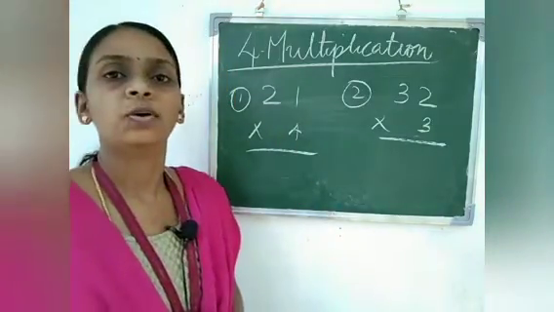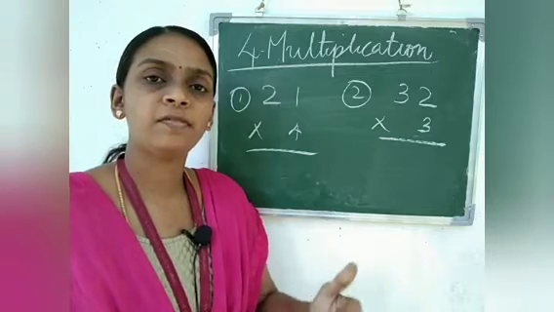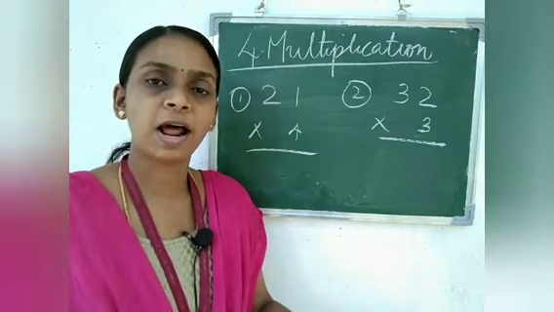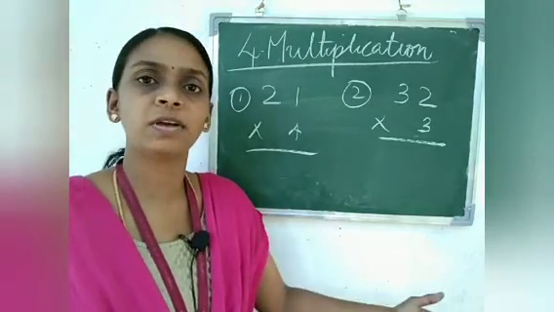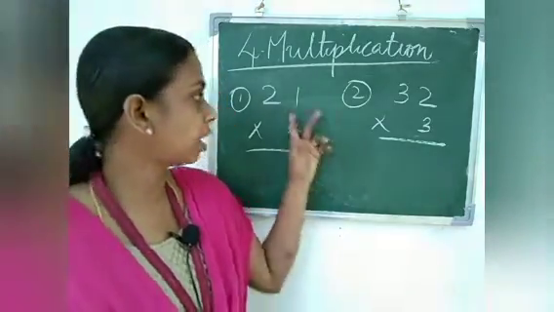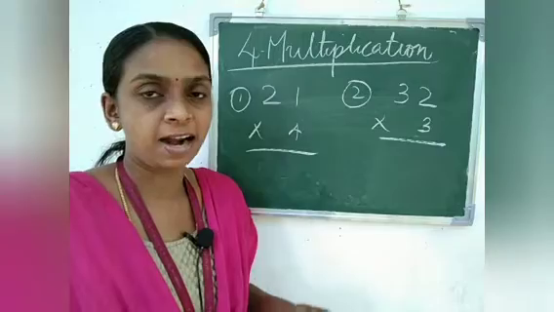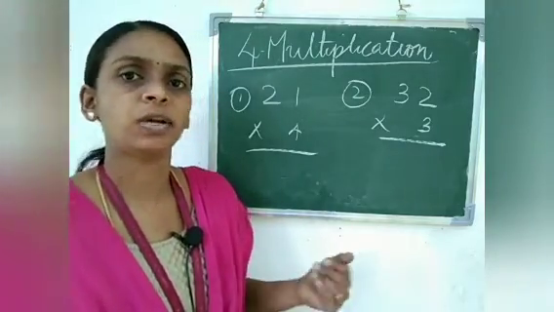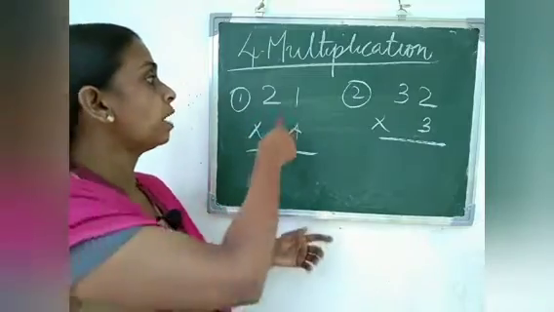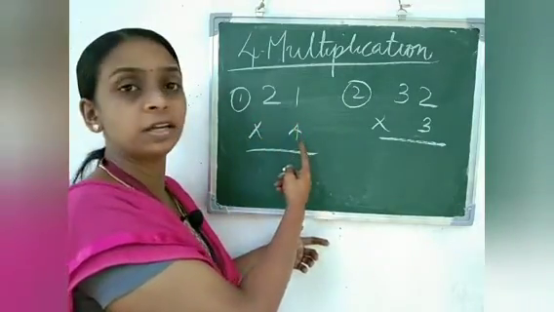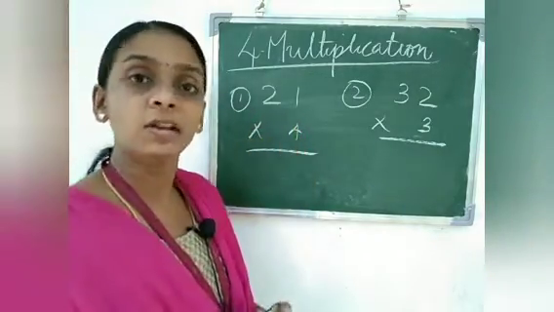So I told you many times, while we were doing the addition and subtraction problems, where we will start the calculations: we will start from the ones place. So here which are the numbers in the ones place? Here we have to multiply 21 by 4.